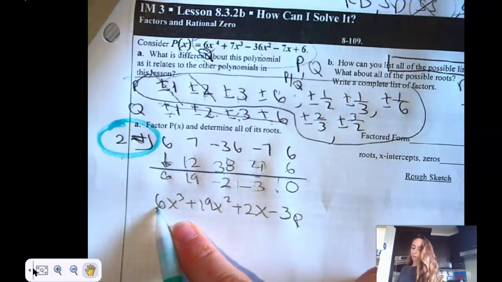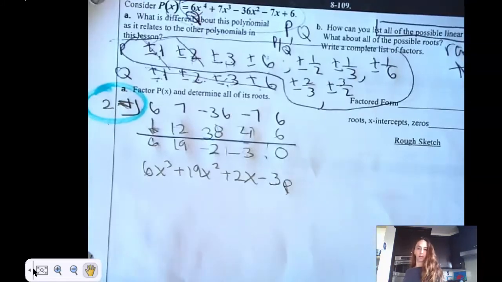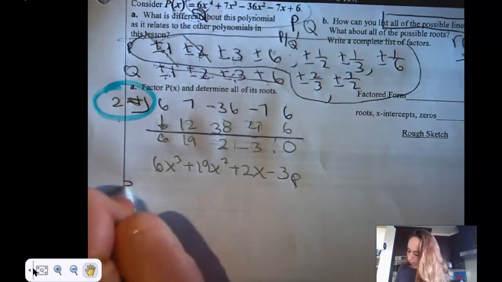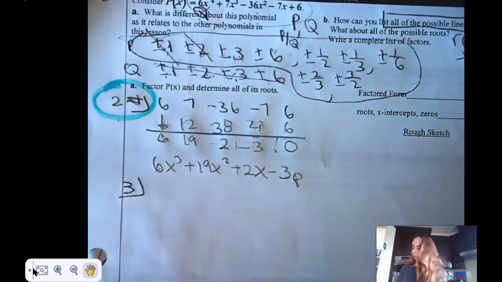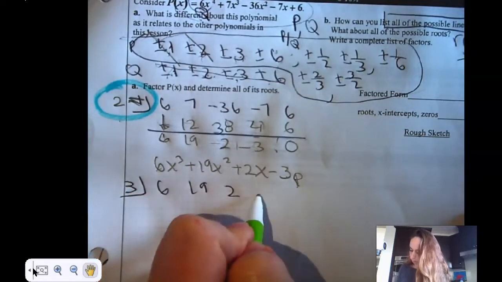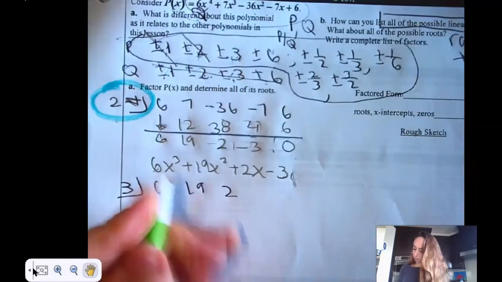Okay? So when we're doing these types of problems, we want to narrow it down. If you don't know what I'm saying, then don't worry about it. You're just going to try it and it's not going to work. Okay? So I'm going to try 3 now. And so I'm going to go, let me do that in pen. 6, 19, 2, negative 3. Let me erase the p because that can be confusing.